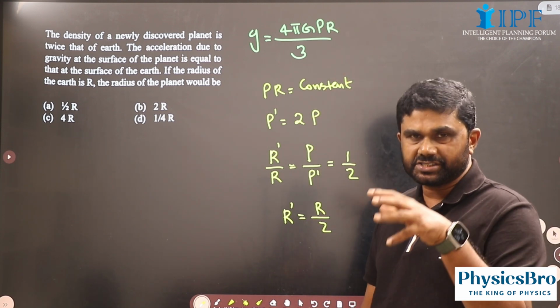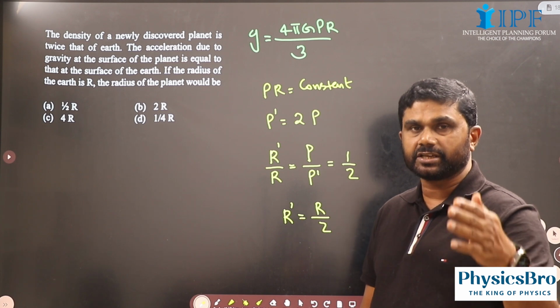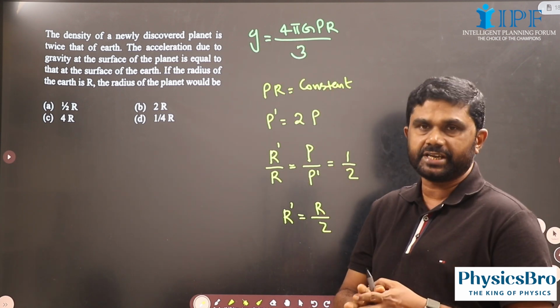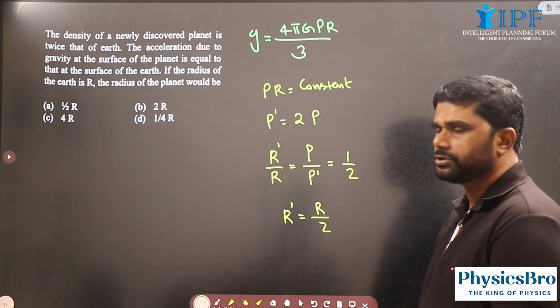So in this case, when we consider the Earth and the other planet, we have the same g. 4 pi capital G by 3 is also the same. So we can write rho r equal to constant.